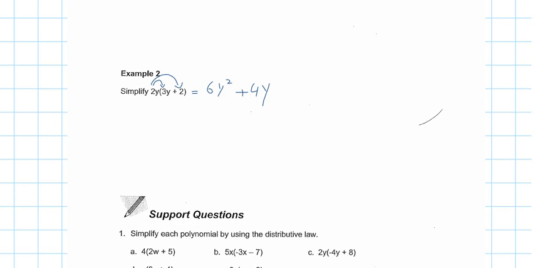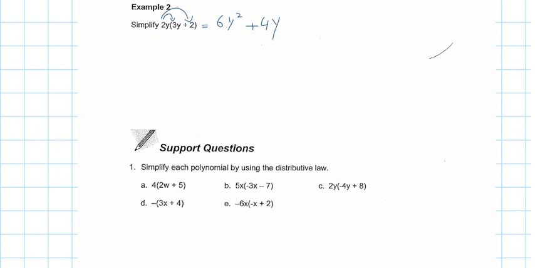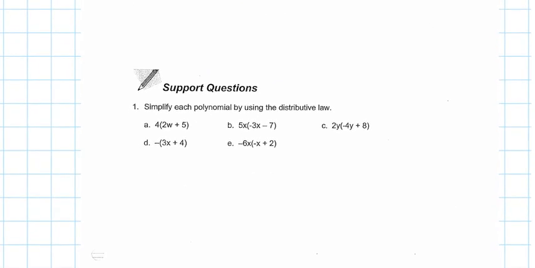What degree is this? What's the highest degree that you see there? 2, right? And what's the leading coefficient? 6. The leading term is 6y squared. The leading coefficient is 6. And the highest degree is 2, so it's going to be degree 2. Okay? So what I want you to do is try the support questions. You can try this one, this one.